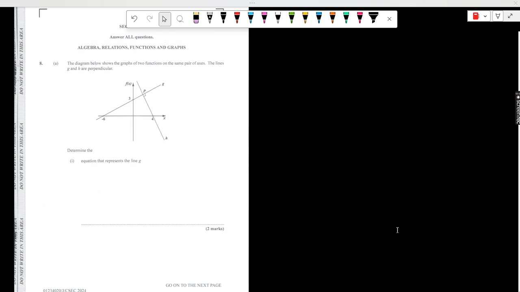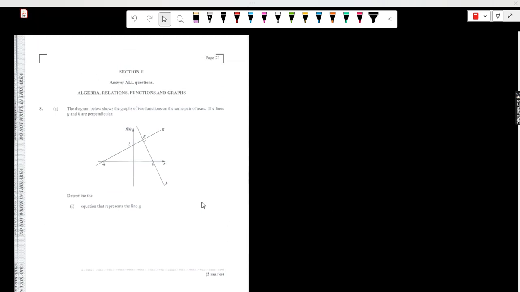All right. So this question, as I mentioned before, is from January 2024, and we're going to be focusing on question 8, which deals with algebra relations, functions, and graphs. Years ago, section 2 used to give you options to do 2 questions from 3, but that is no longer the case. They now require you to do all questions in section 2, which means you're required to do all questions on the paper.